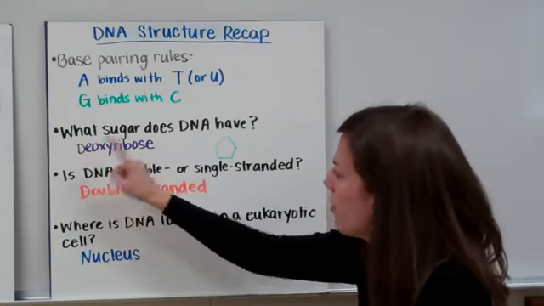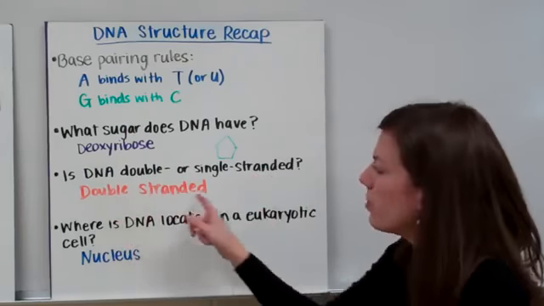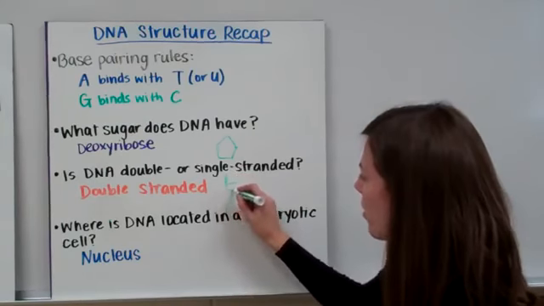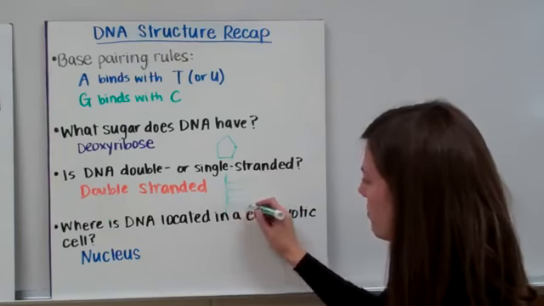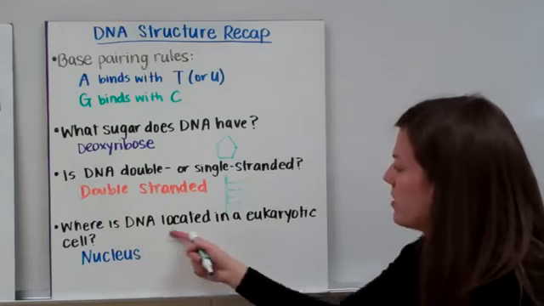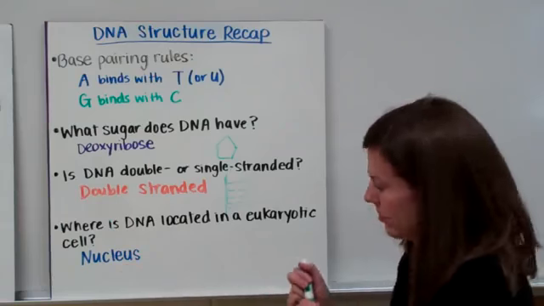So deoxyribose, DNA. Is DNA double or single-stranded? DNA is double-stranded. If DNA was single-stranded, it would look like half of a ladder, or a ladder that's been cut in half. But it's double-stranded. So we have 2 strands of DNA hooked together with those hydrogen bonds down the center. And where is DNA located in a eukaryotic cell? It's kept in the nucleus.